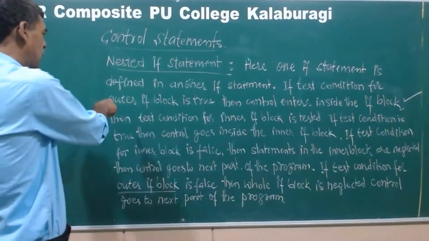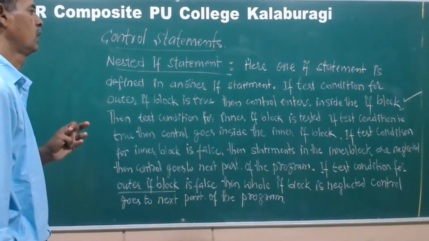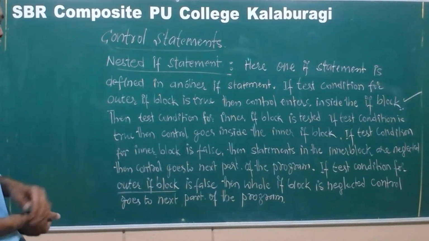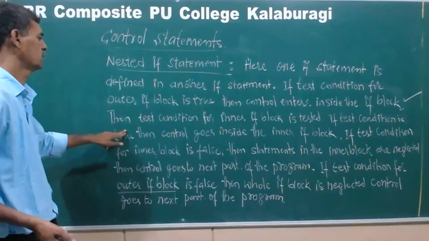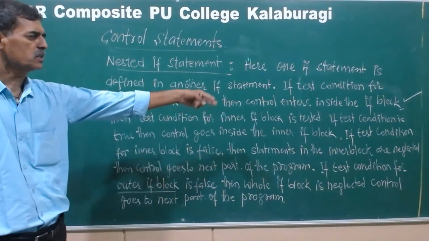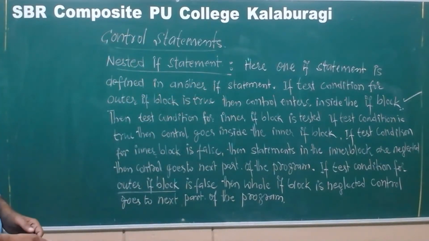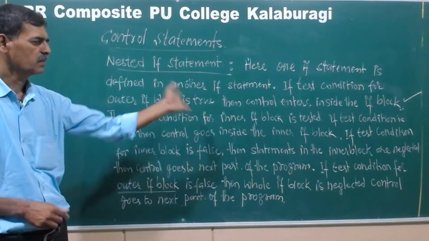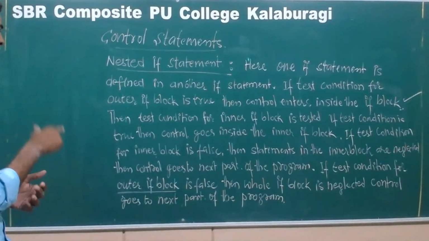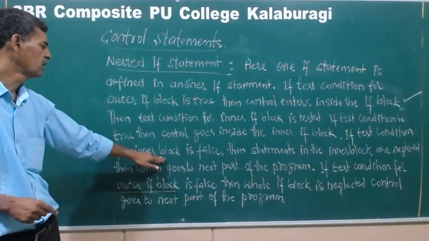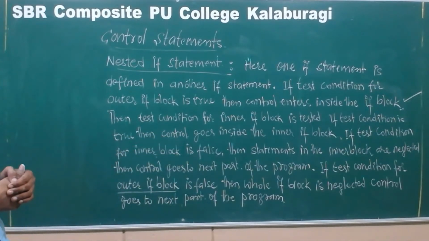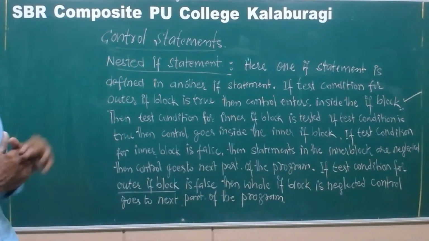If the test condition for the outer if block is true, then control enters inside the if block. Then the test condition for the inner if block is tested. If the test condition is true, then control goes inside the inner if block. If the test condition for the inner block is false, then the statements in the inner block are neglected. Then control goes to the next part of the program.